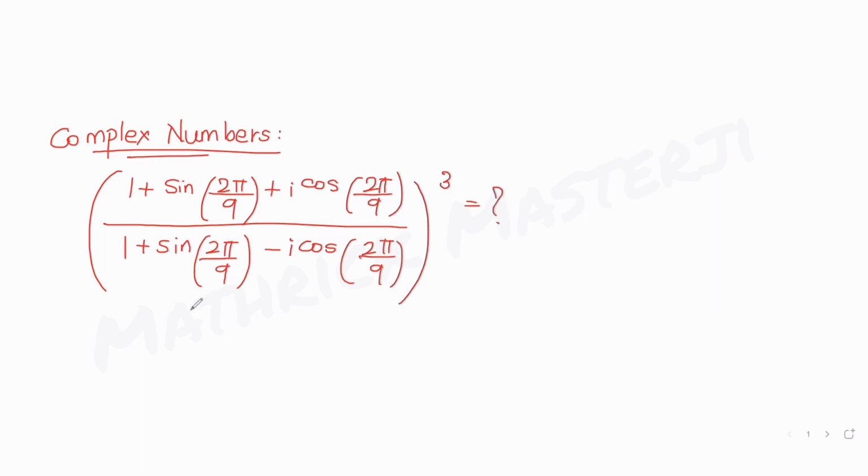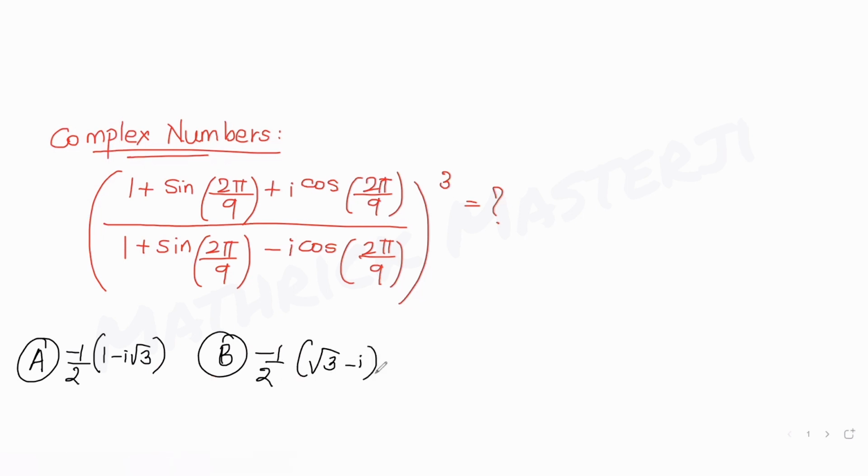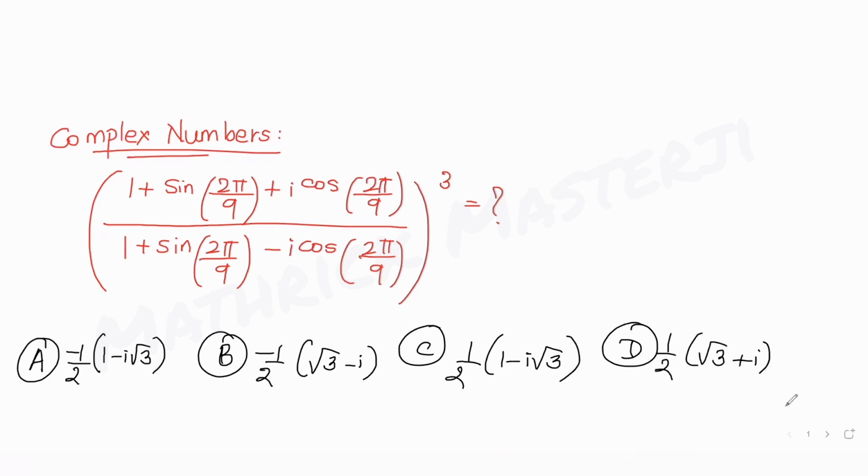And if I talk about the answer choices that we have here, the options given to us are: first, −1/2 (1 − i√3). Second option is −1/2 (√3 − i). Third option, 1/2 (1 − i√3). The last option is 1/2 (√3 + i). Now let's try to solve this expression.